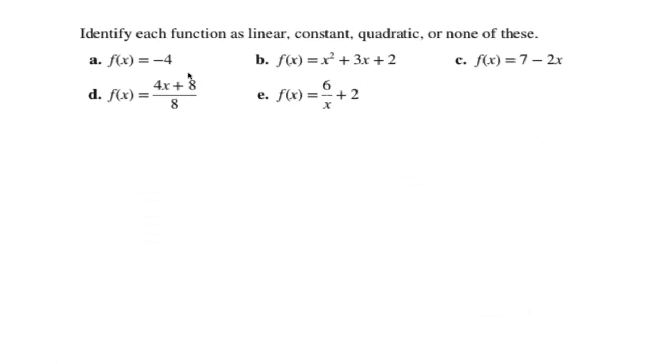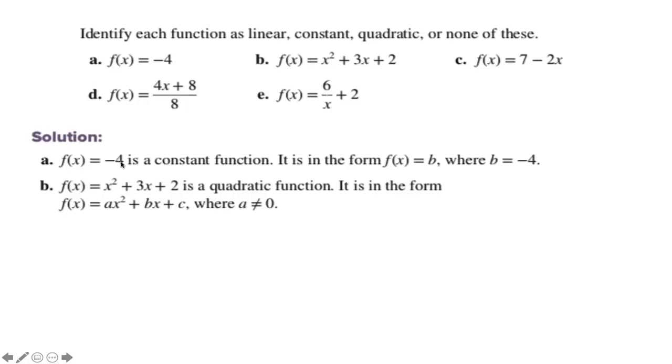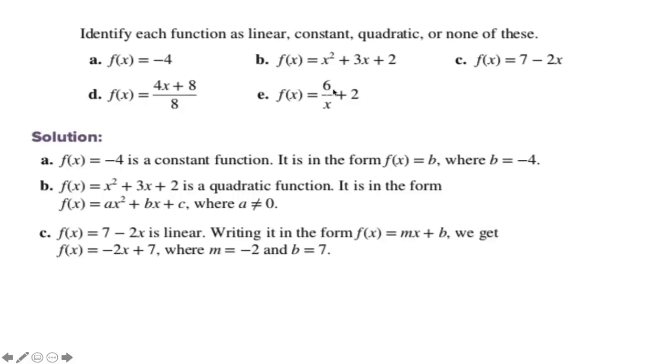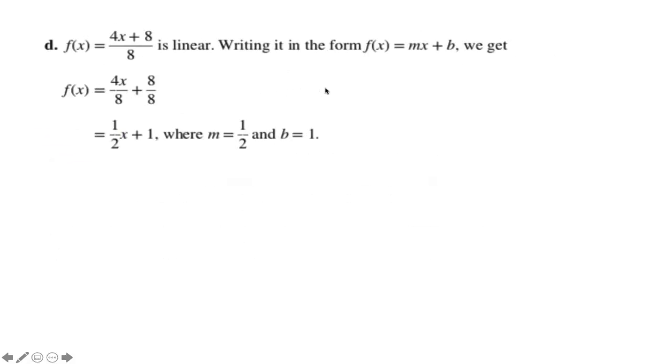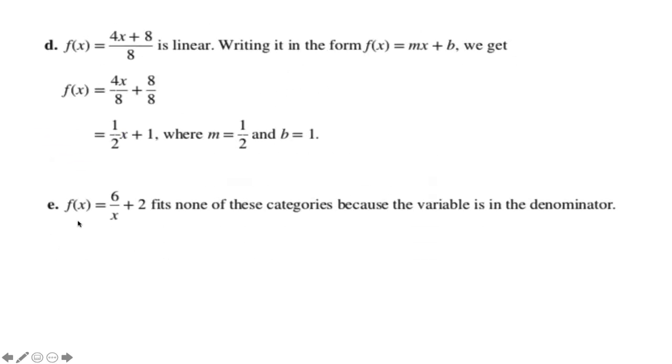So let's look at these functions, and make sure we know the difference between linear, constant, and quadratic functions. So A, this is a constant function, the output is always the same. B, this is a quadratic function. C, this is a linear function, it has a slope and a y-intercept. This is also a linear function. Again, the slope here is 1/2, the y-intercept is 1, and then this is one of the reciprocal function, and so it's none of the above.